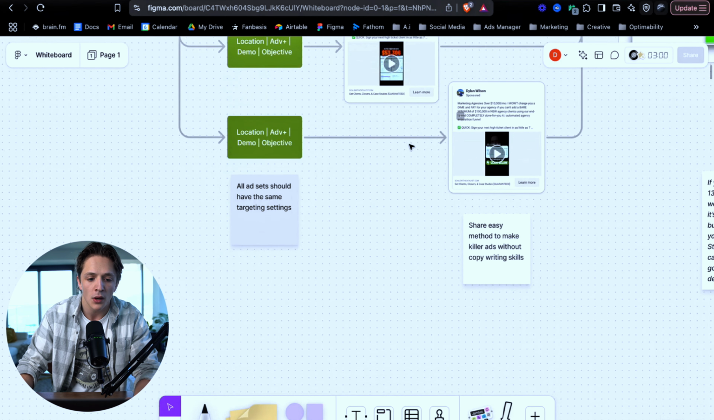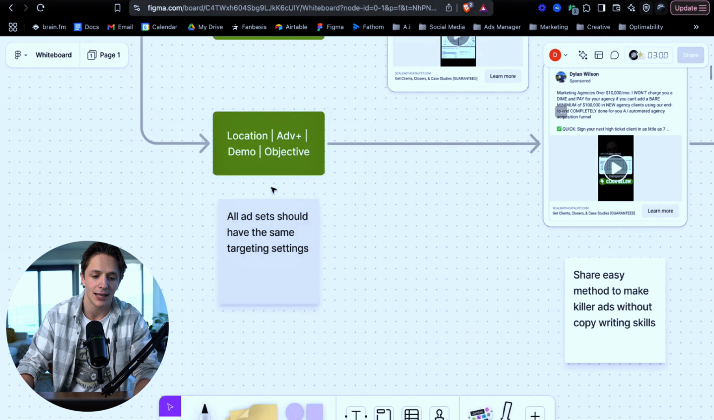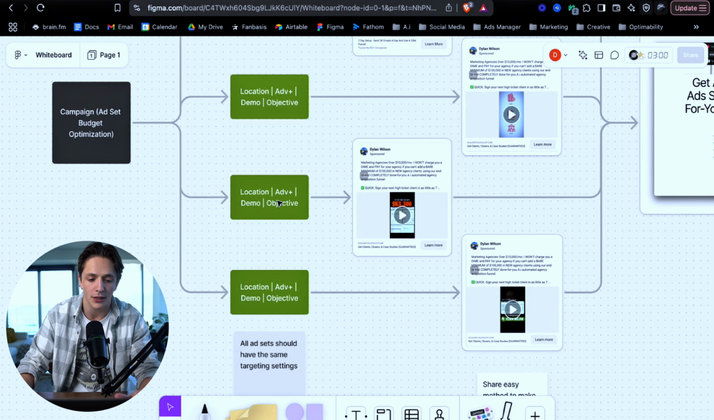okay? So when we go into the ad sets as well, all ad sets here should have the same targeting settings, again, because we want the data to be consistent. If we have one target demographic that we're going after in one, and then another target demographic that we're going after in another, that leaves too many variables.